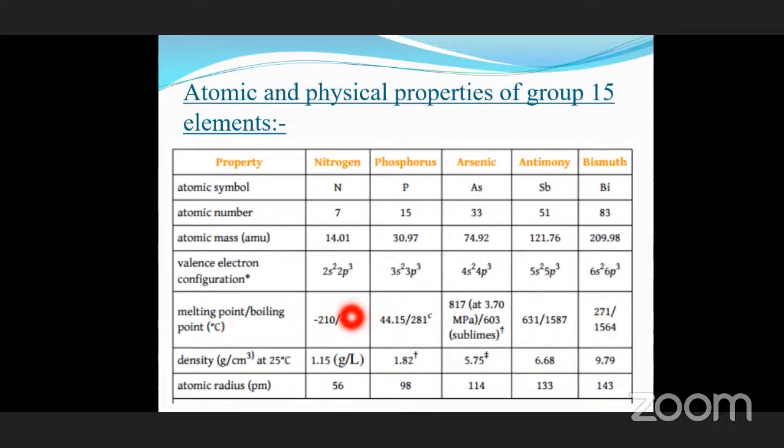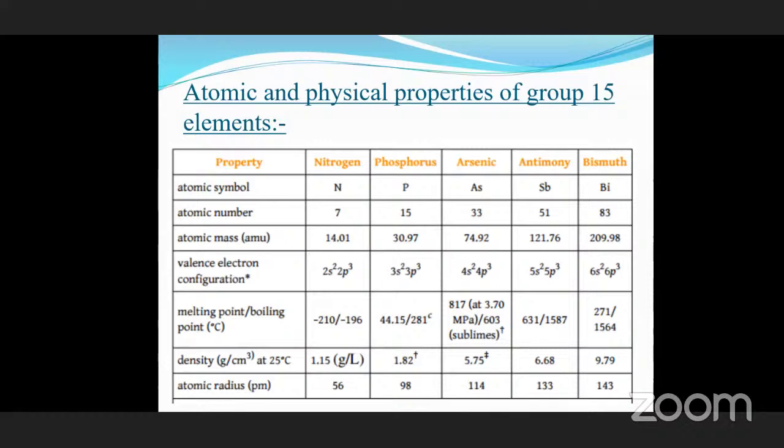Okay, here you have to know about the groups and the periods. What is the meaning of groups and periods? According to our periodic table, there are 18 groups and 7 periods.